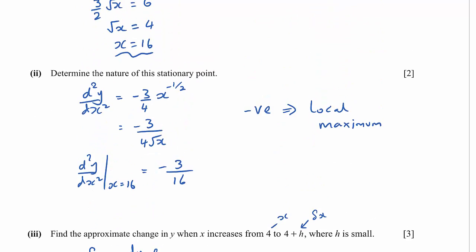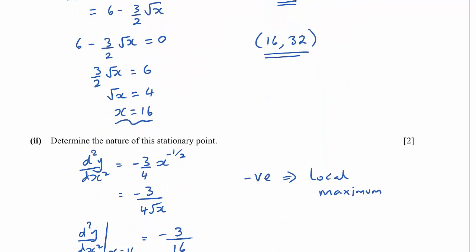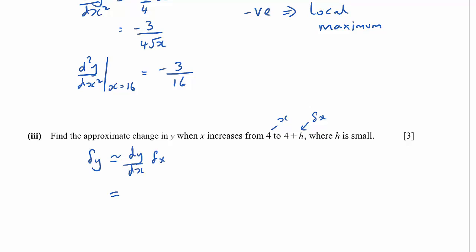So dy dx was 6 take away 3 over 2 root x. So we've got 6 take away 3 over 2 root 4, that was our x value, times h. So root 4 is 2, so 6 take away 3, so it's going to be 3h.